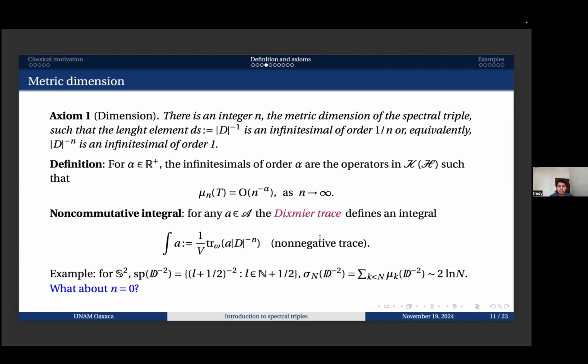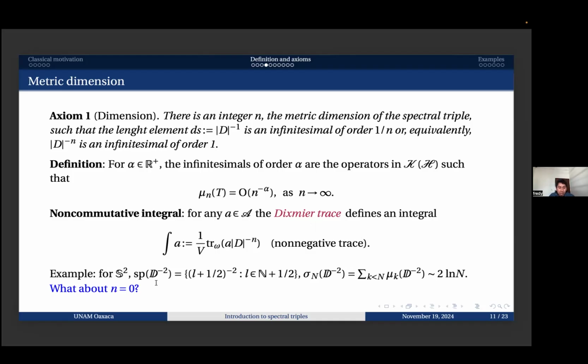We have that this integer is actually the dimension of the Riemannian manifold. And this allows us to define a non-commutative integral. There is also a big story about this non-commutative integral, where the Dixmier trace is involved, but because of time I'm not going to say anything about this story.